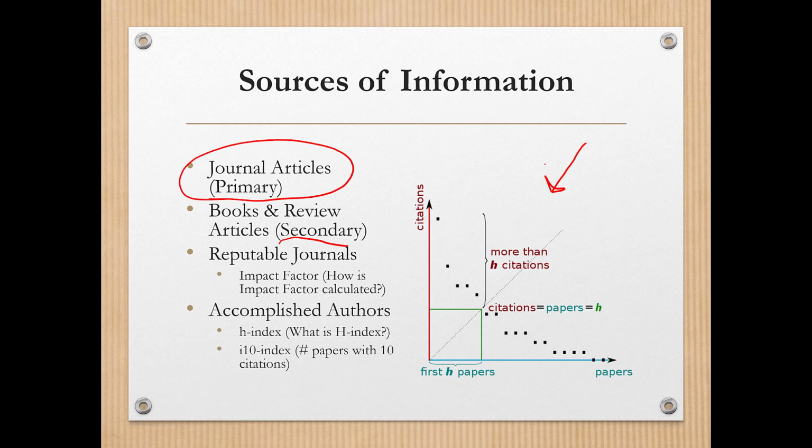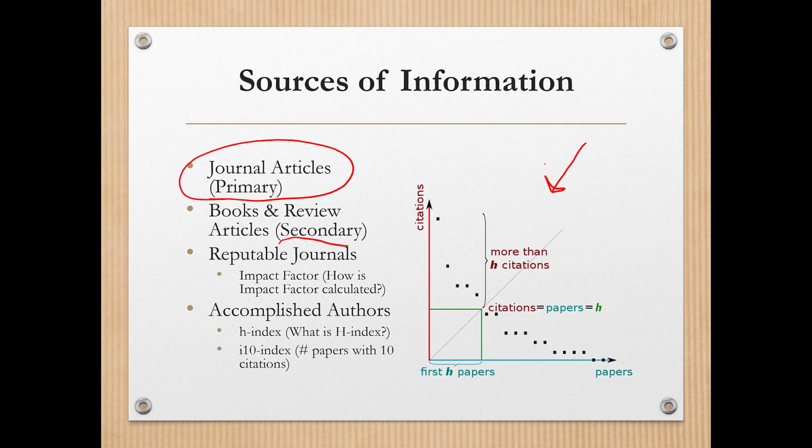So the H-index is basically a number, and this number ends up being, supposing I have 36 publications out there, and 15 of those publications have 15 citations or more, then my H-index number will be 15.